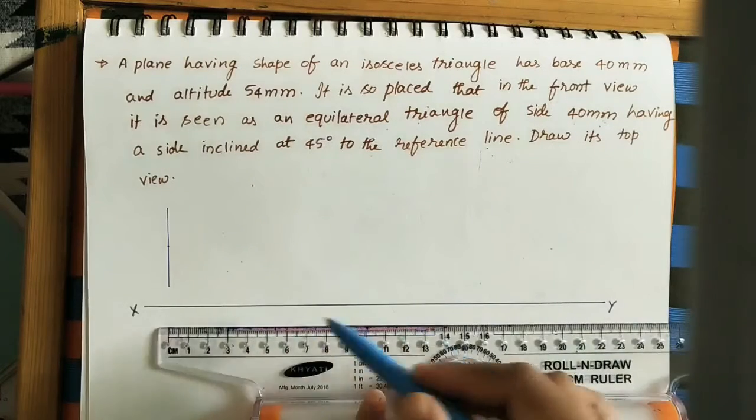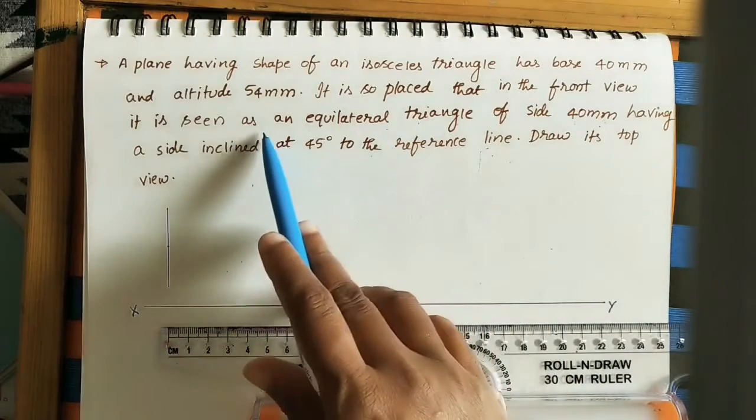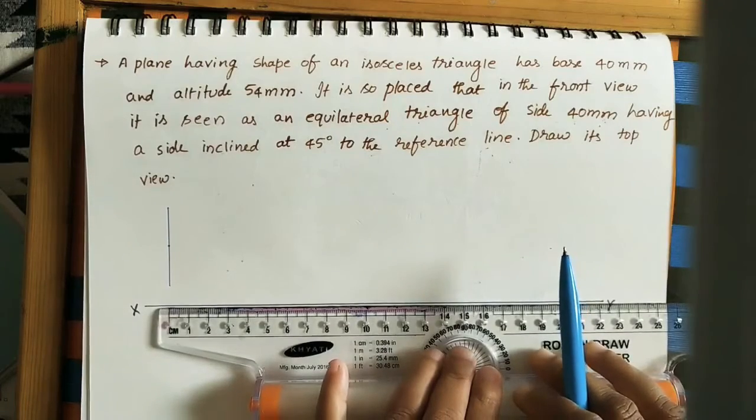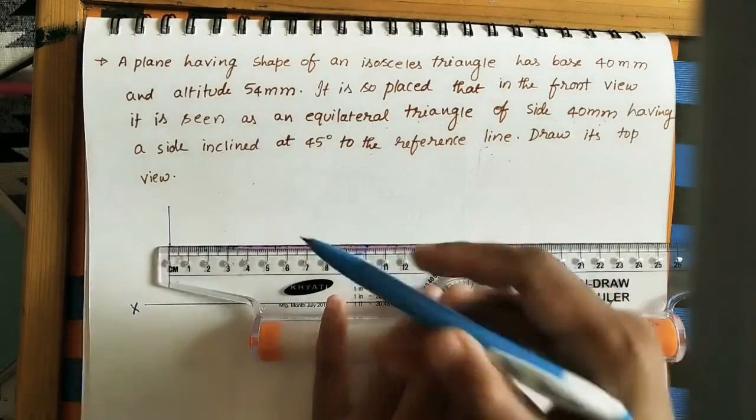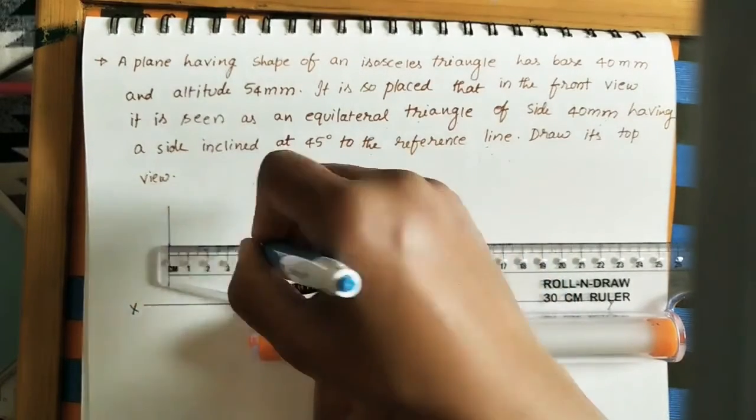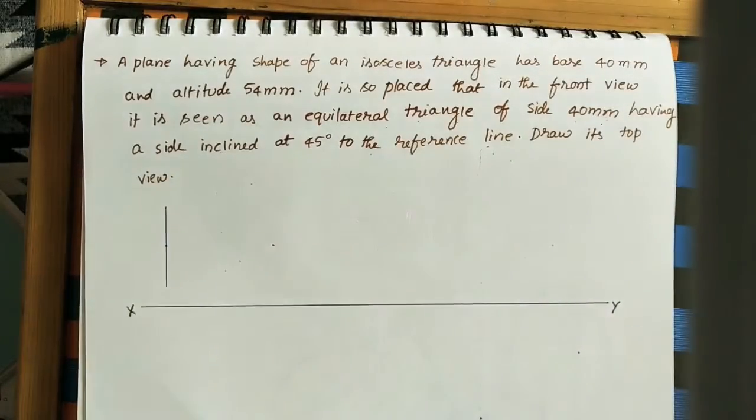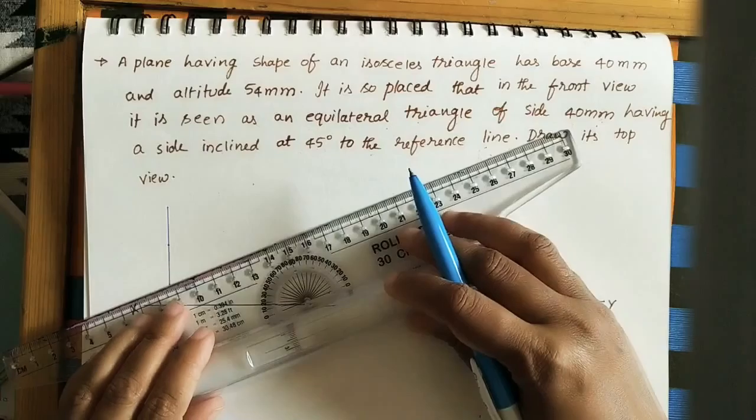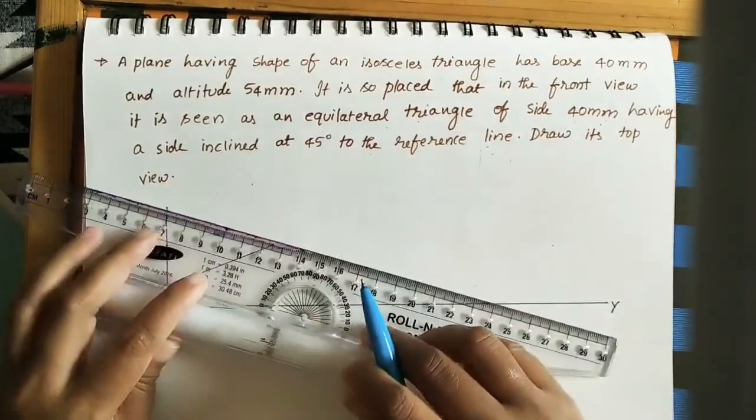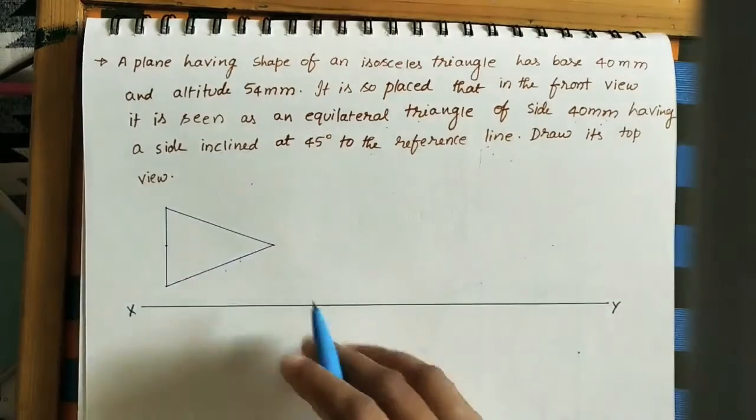Here take the reference line. At the middle point, mark the height of the isosceles triangle. The height is 5.4 centimeter. So take this as the reference, using a ruler scale. Here take the height 5.4 centimeter. So this height will come here. Just mark one point. Okay, join this point to this point and this point. Here we got the isosceles triangle.